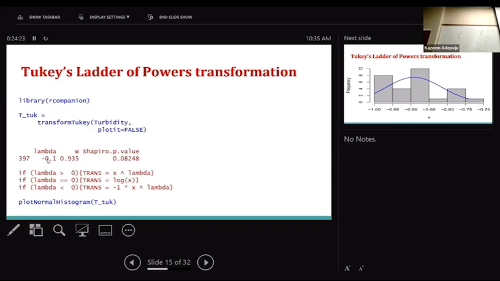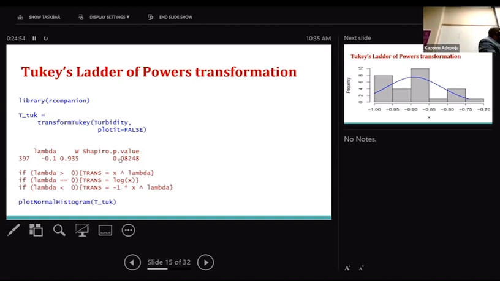And if you really want to know whether this lambda is something you can trust, you look at the p-value. The p-value here is 0.08. When the lambda value is going to work, the p-value should be greater than the level of significance. It is not all lambda values that are going to work.